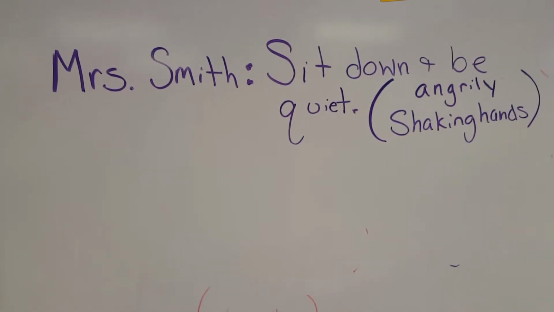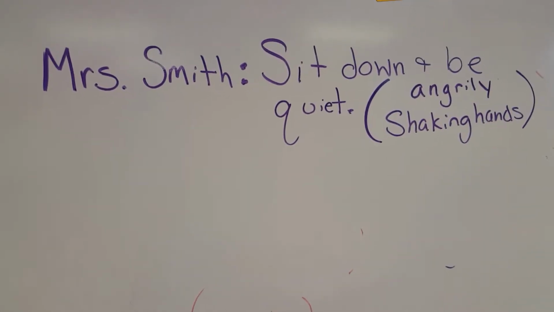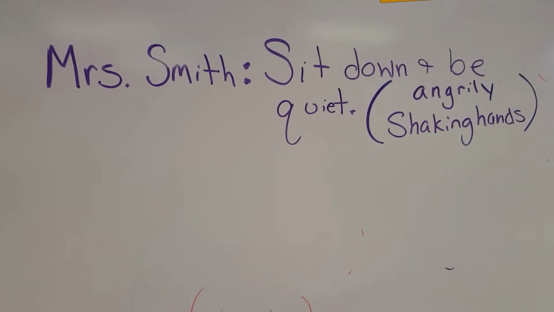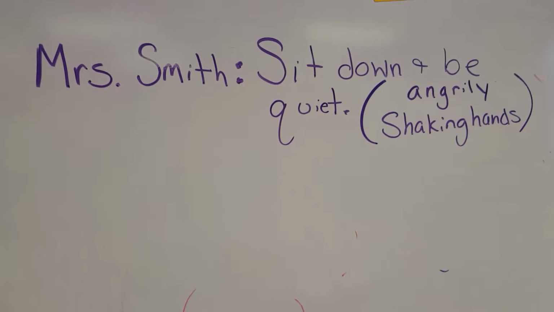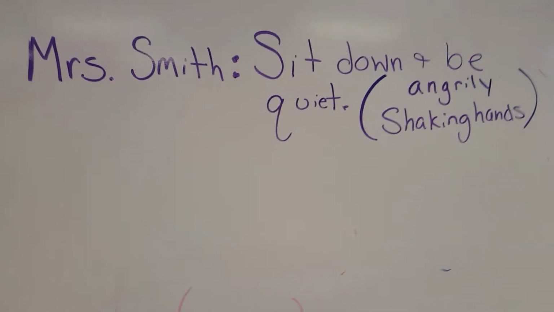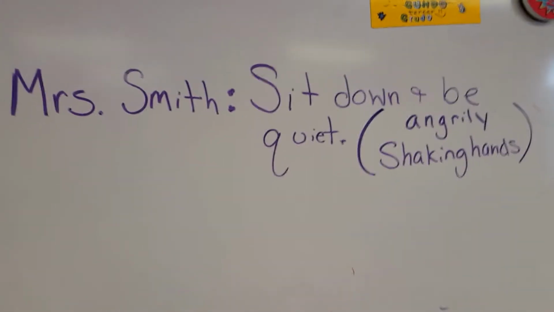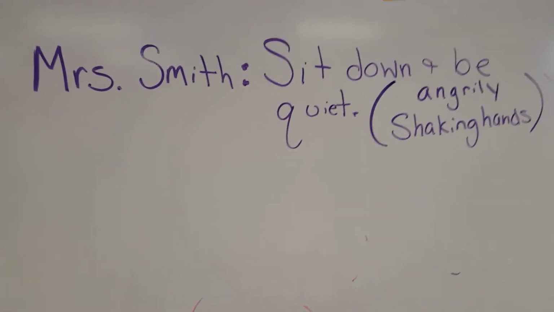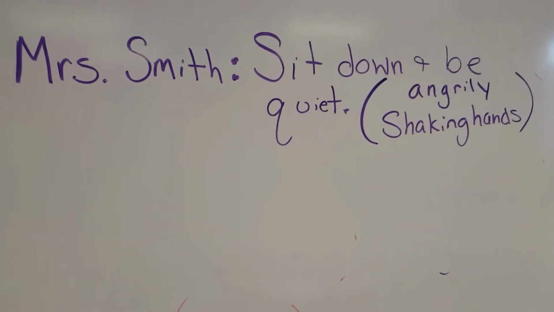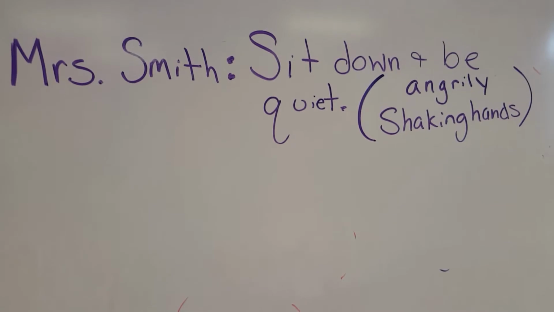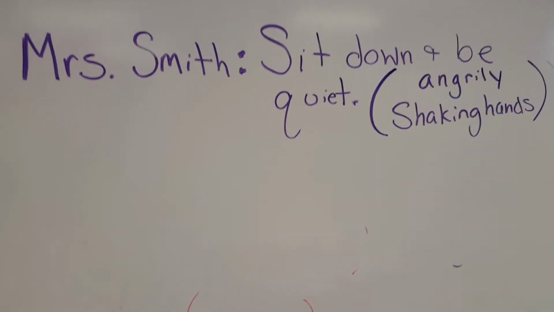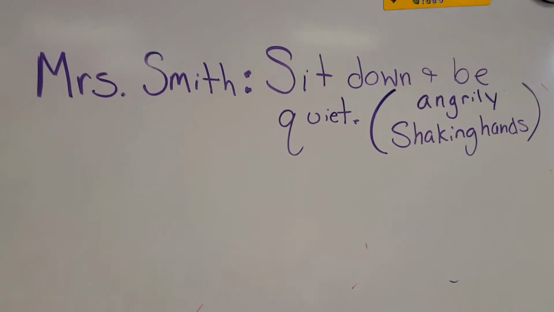So here we had some stage directions that were added that says angrily and shaking hands. Angrily tells me how to read the line, and shaking hands is telling me what to do as if I was reading Mrs. Smith's line. So from what it used to be of a calm and collected Mrs. Smith saying, "Sit down and be quiet," has now turned into, "Sit down and be quiet." And as you can imagine, she is shaking her hands.